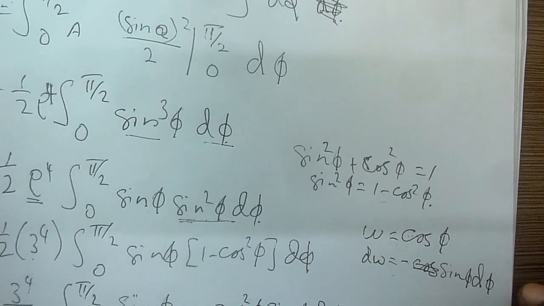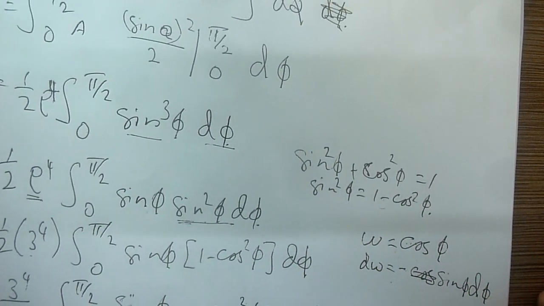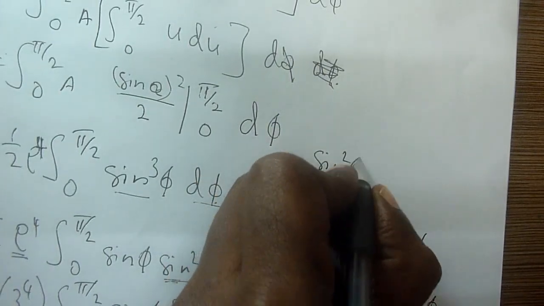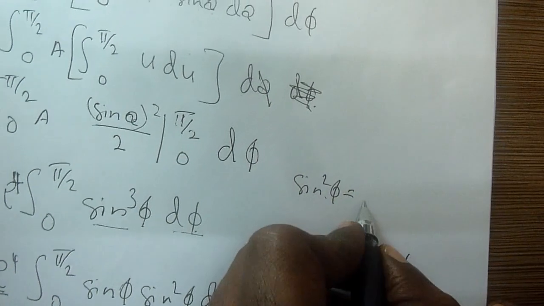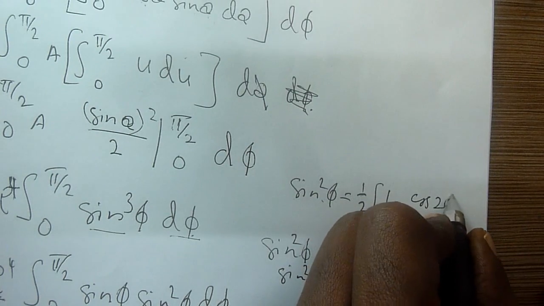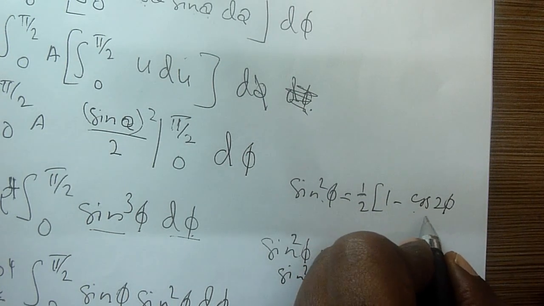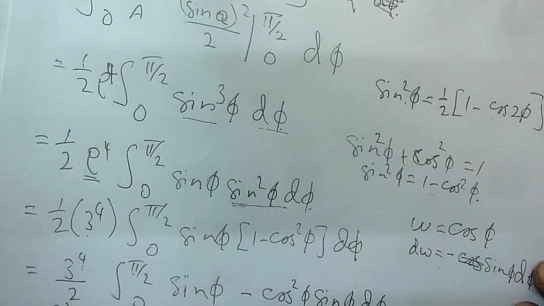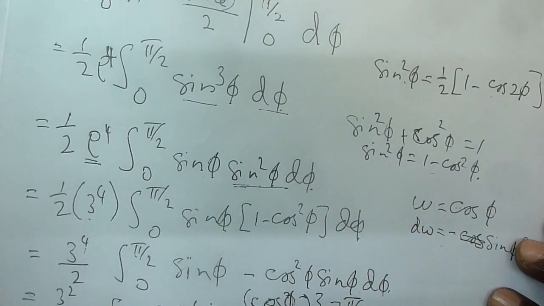Now when you substitute here, you can use sine squared phi. You can use another method also. It's a half, 1 minus cos 2 phi. Yes, we can use this. You can ask how? Because we already learned this before, right? We can use another formula, this formula, and you can use the same substitution to work with this.